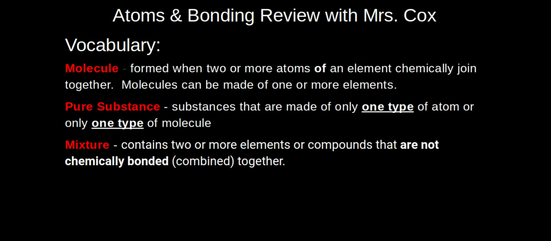And hopefully you've picked up on the term molecule, and it's formed when 2 or more atoms of an element chemically are joined together, so they're bonded together. Molecules can be made of 1 or more elements. Then we have pure substance, and those are substances that are made only with 1 type of atom or 1 type of molecule. And then mixtures contain 2 or more elements or compounds that are not chemically bonded together or combined together. Compounds are just different atoms together, okay?